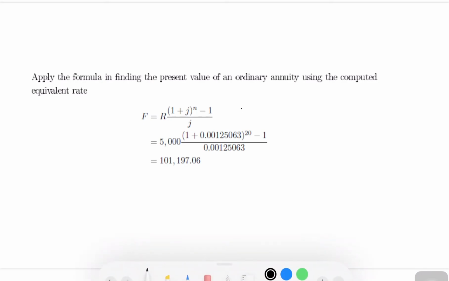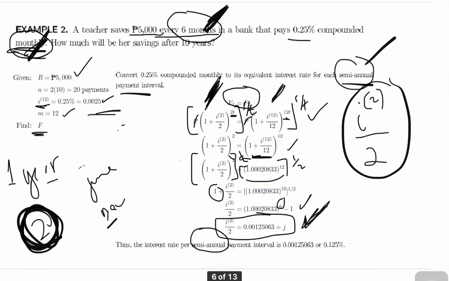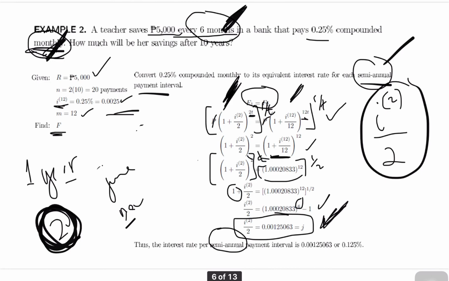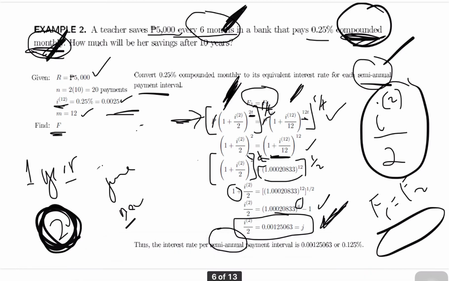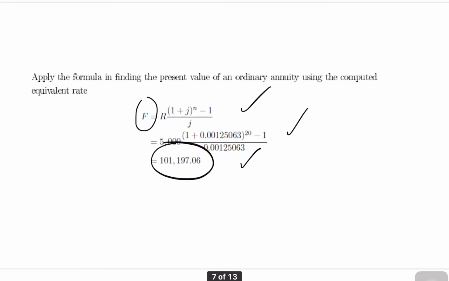This is the given formula for general annuity, future value of general annuity. Okay, so substitute and answer 101,197.06. Take note, in this part we're using the compound formula because based on the problem it's compounded. So that is why F1 equals F2, our next substitution here, which is this line, is in terms of the compound formula. Okay, so this one is for the general annuity.